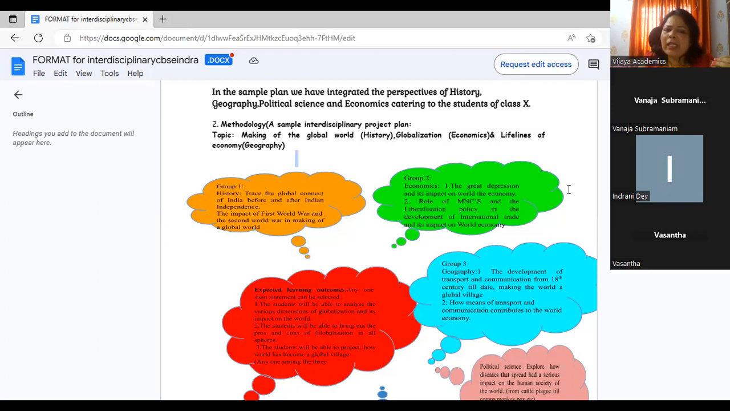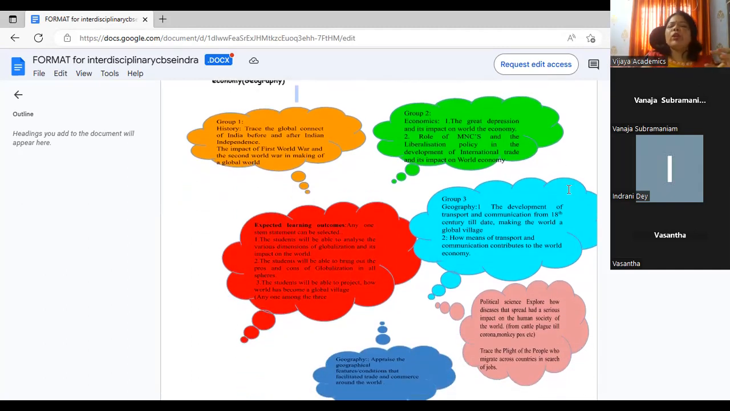In that, in the history section, they have told us that the Making of the Global World is for the interdisciplinary project. Then for economics, globalization and lifelines of economy. These three topics are covered in this sample interdisciplinary project plan. Now see how you are going to do that. First of all, you are going to divide the class into groups.